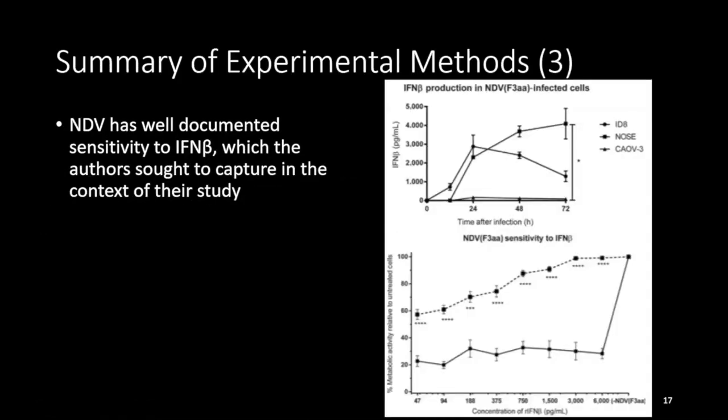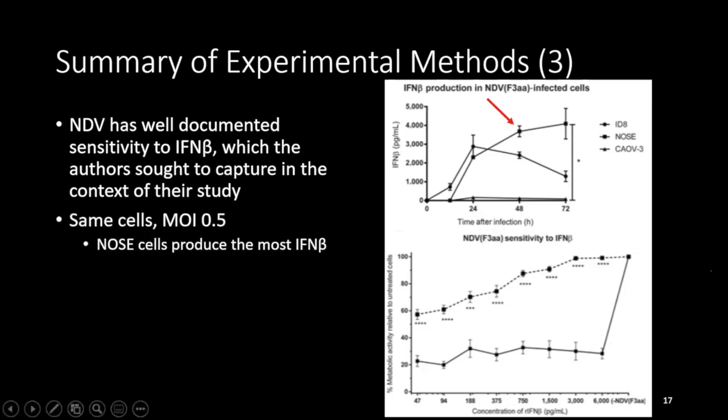And lastly, I did want to talk about one of their other figures that's a bit of a one-off again, where they're looking at the interferons produced as a result of the viral therapy. This Newcastle disease virus that they use as their oncolytic virus has a well-documented sensitivity to interferon beta, which is a type 1 interferon, typically secreted by fibroblasts. And they wanted to capture just how sensitive this is in the context of their study.